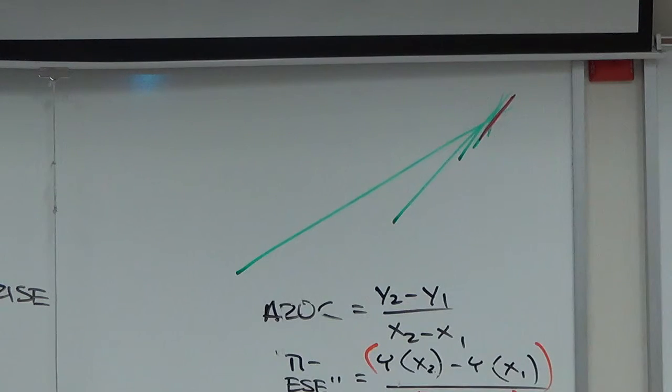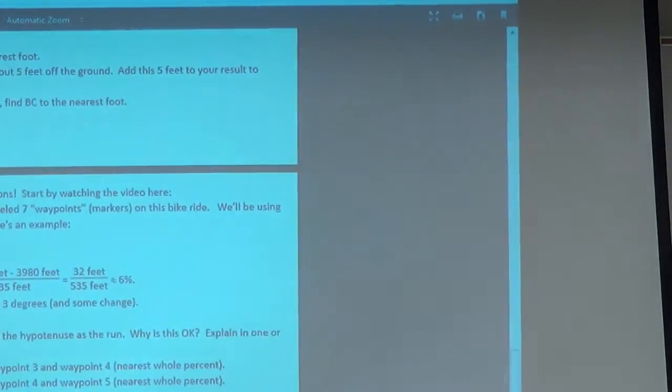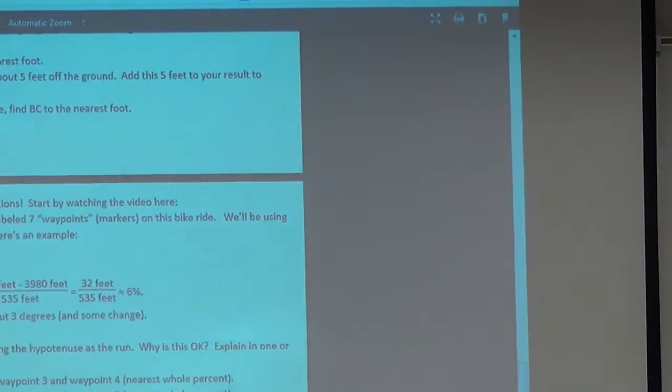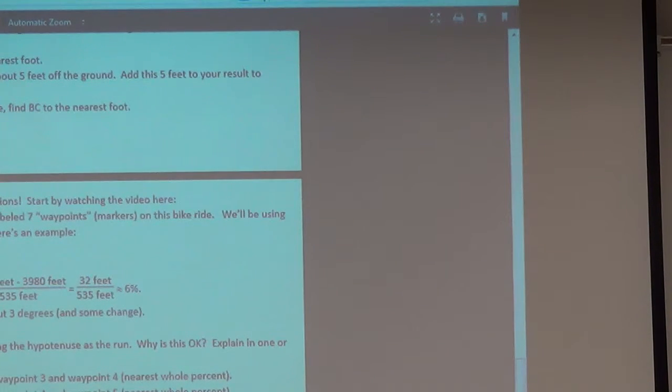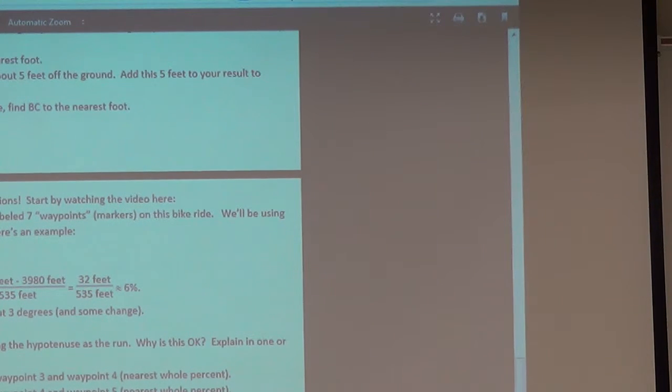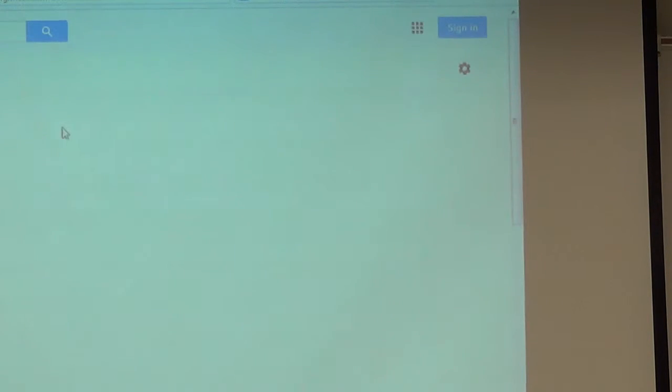How many feet per second? Let's turn this on. Last question? Yeah, give me the last one. 36.79 feet per second. We're going to go ahead and let Google do the conversion. 36.79 feet per second to miles per hour: 25 miles per hour, just about.